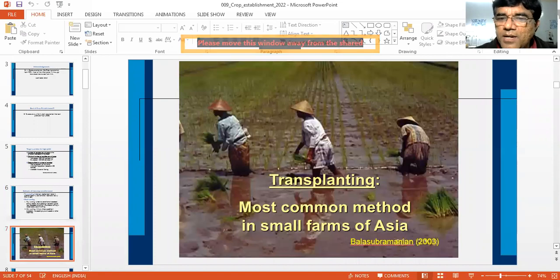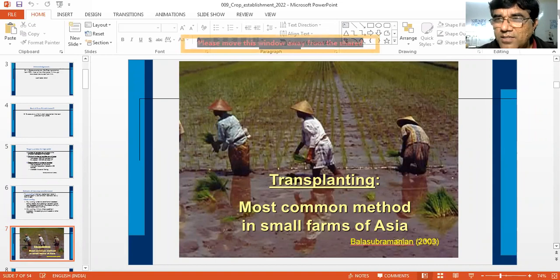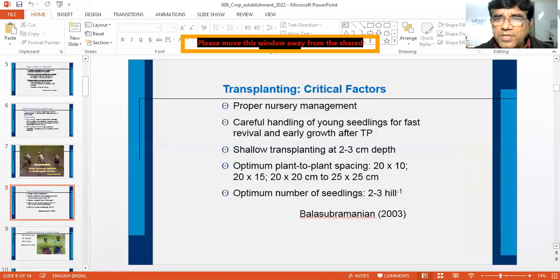So this is transplanting. The most common method in small farms of Asia is transplanting. Roughly 70, or you can say two-thirds of rice, 68 to 70% of rice in Asia is transplanted rice. So the majority is transplanting. However, up to 30% area is direct seeded. I will give you this data also, how much is transplanted, how much is direct seeded.